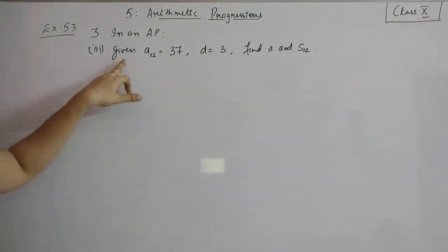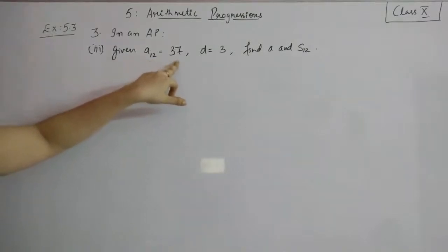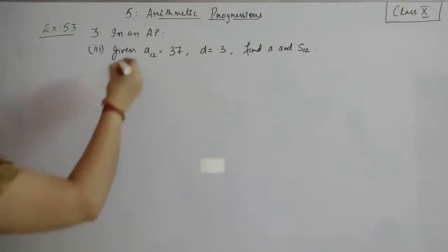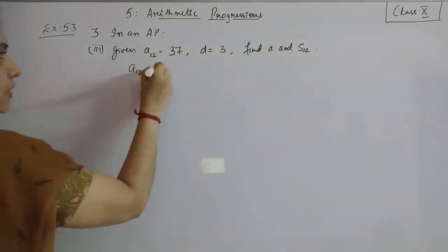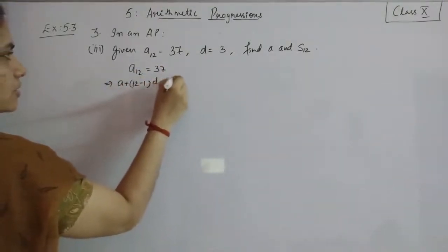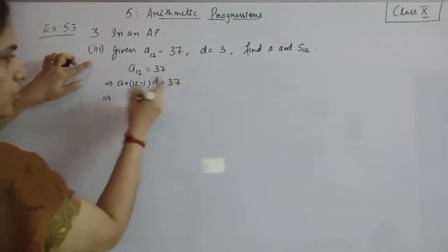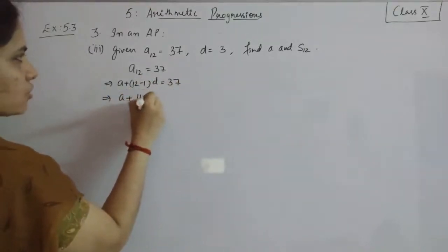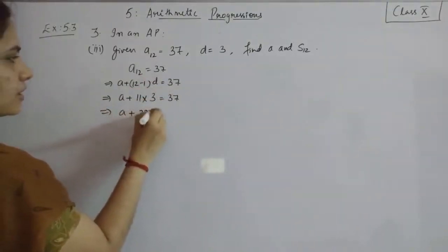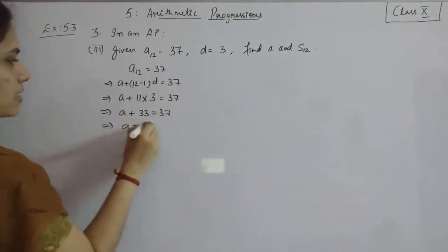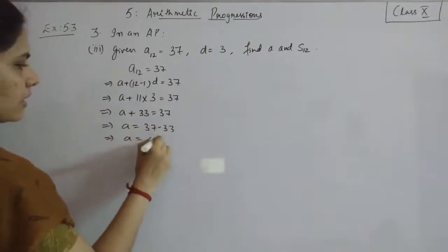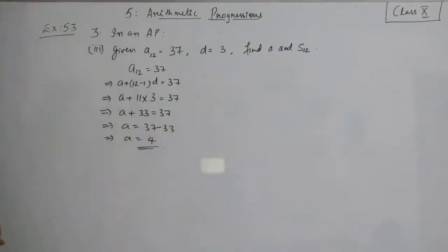Next, the third subdivision is given: a12 is 37, d is 3, find a and S12. So we'll start with a12 equal to 37. That will give you a plus (12 minus 1) into d is equal to 37, where a you don't know, so it is a itself. This will become 11 into 3 is equal to 37. So a plus 33 is equal to 37, or a is equal to 37 minus 33, which is 4.